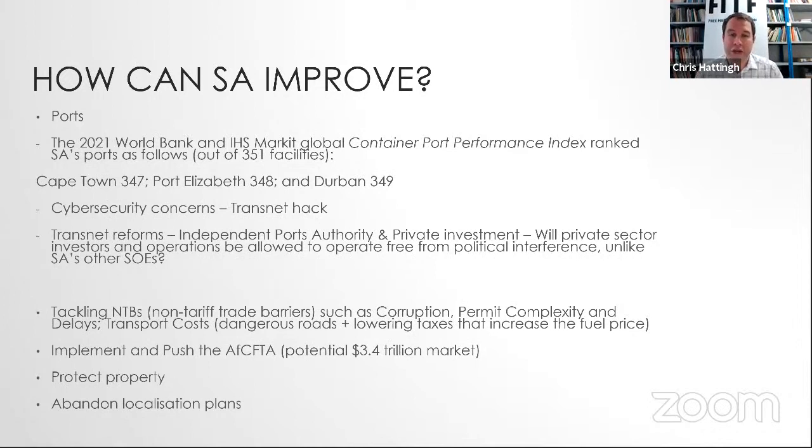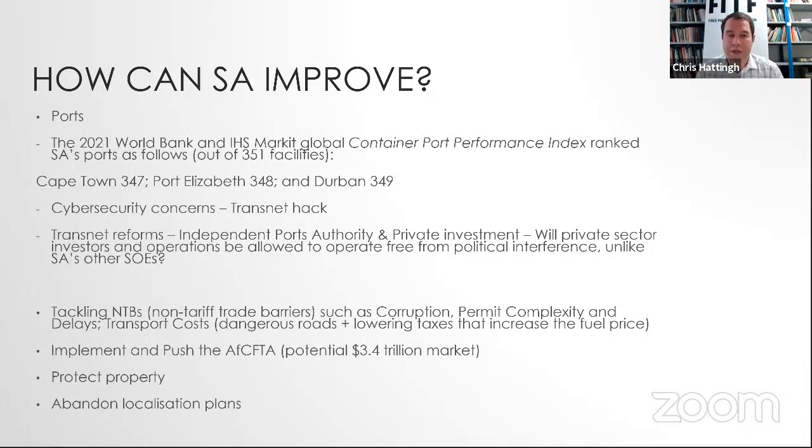Tackling non-tariff trade barriers such as corruption, permit complexity and delays, and also transport costs. And these are things such as dangerous roads, but also lowering taxes that increase the fuel price, and specifically the fuel levy that government takes as a part of the petrol price. These things all contribute to make trade more difficult, and government can remove a lot of its own barriers and restrictions and regulations in lowering these for small, medium, and big businesses.